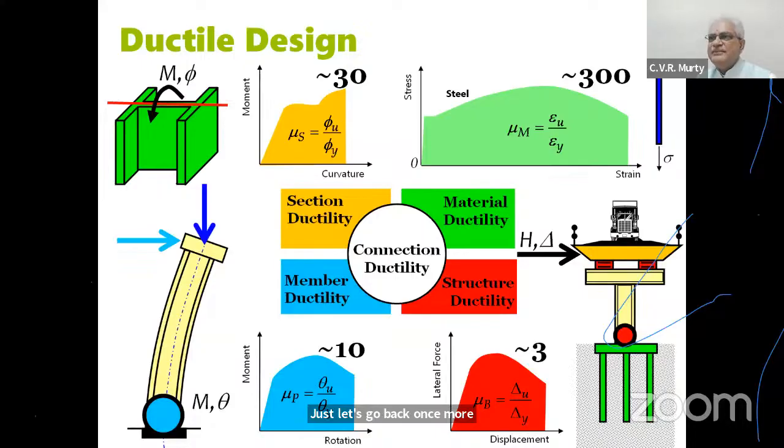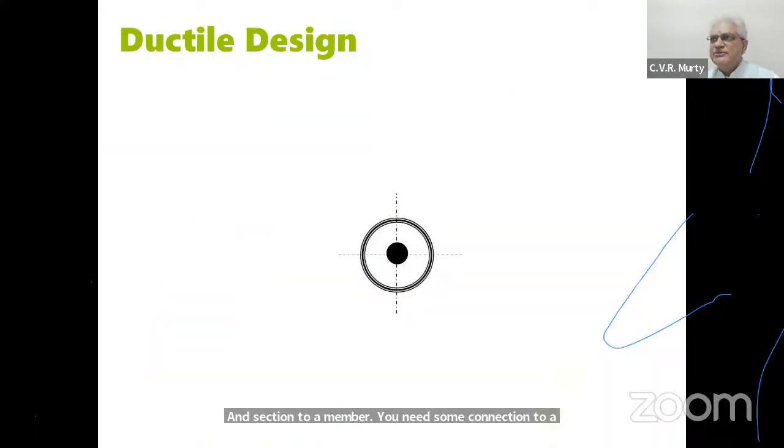Whenever you want to convert a material into a section, you need some connections. And section to a member, you need some connections. Member to a structure, you need connections. So connections are all pervasive in our game, and they're also contributing to this madness.